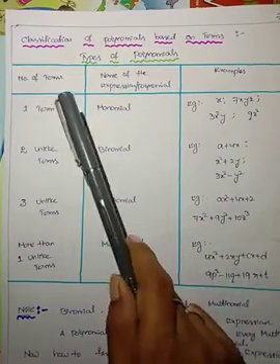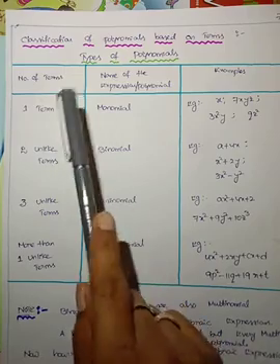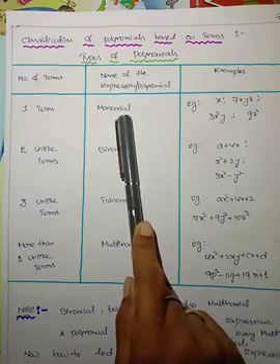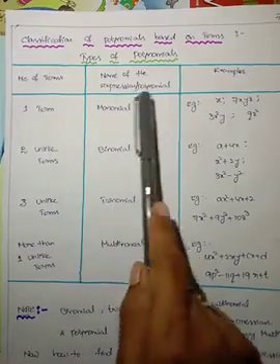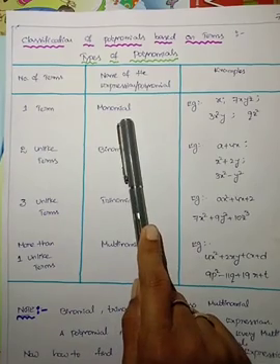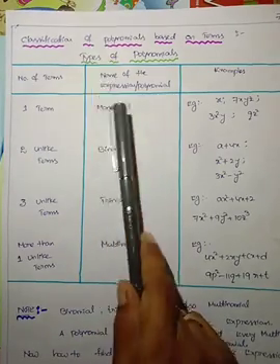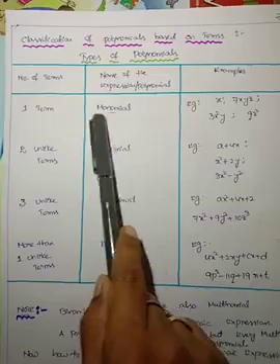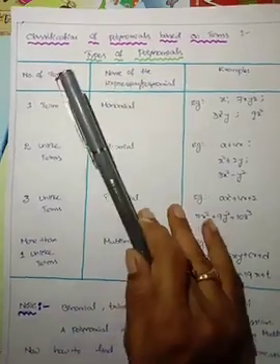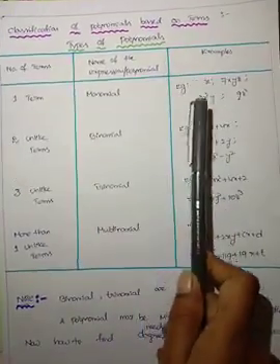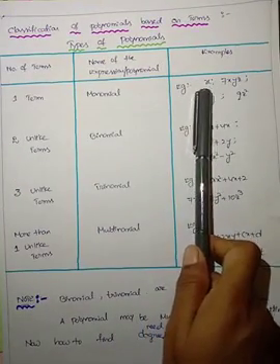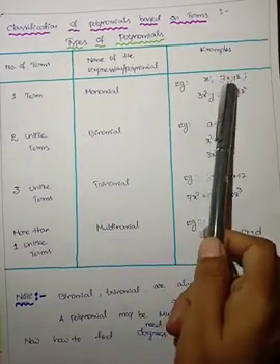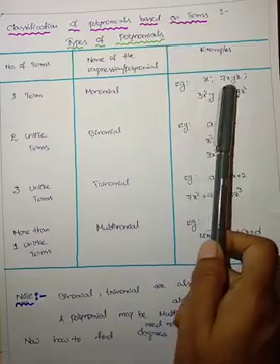Number of terms. If the polynomial has one term, the name of the polynomial is monomial. If the polynomial has only one term, then the polynomial name is monomial. For example, here x: only one term, that is x. 7xyz. This is also one term, but three variables x, y, z.